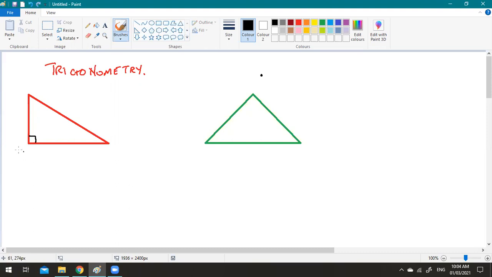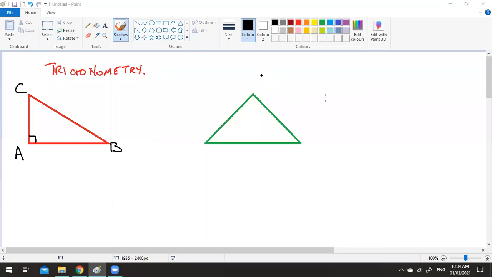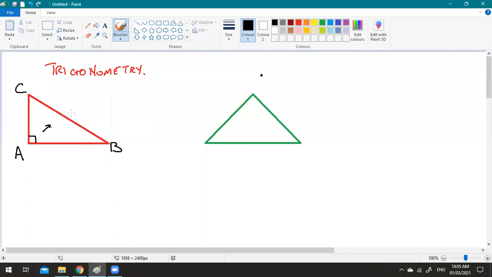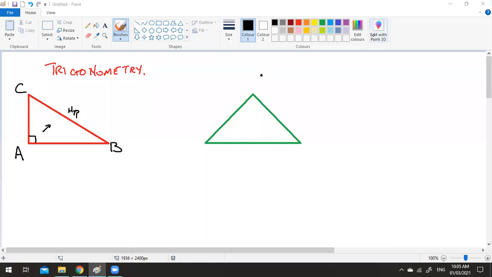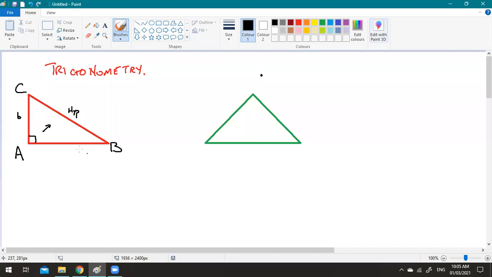It's a right angle triangle. So this is A, this is B, and this is C. In a right angle triangle, the side opposite the 90 degrees is always the hypotenuse. You understand that part? Yes, sir. So opposite here will be small b, opposite here will be small c. Yes or no? Yes, sir.